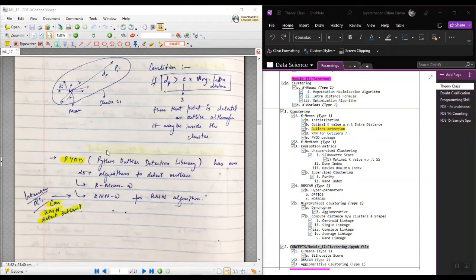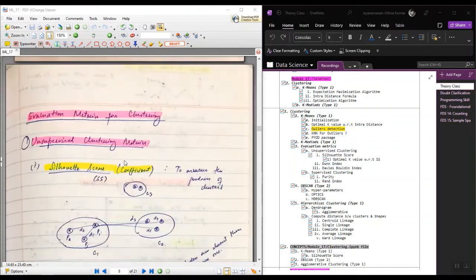So there are many algorithms in Python itself to determine outliers. That library is called PyOD, or Python Outlier Detection Library, which has more than 25 algorithms to detect outliers. One of these for k-means is KMeans-W, and for KNN it is KNN-W. So if they ask how you can identify outliers, there are some methods: z-score, interquartile method, and clustering algorithms, like k-means-w. In KNN also we can identify the outlier using the KNN-W algorithm.